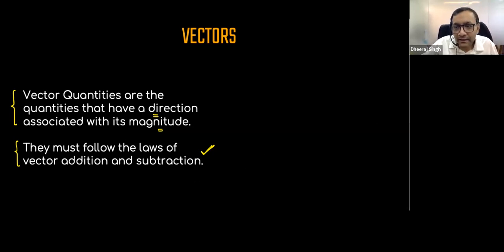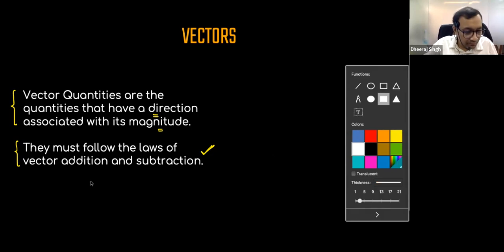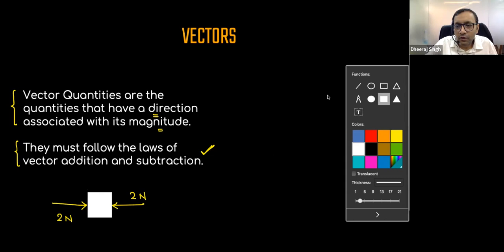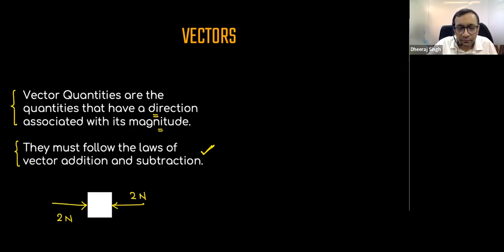I'll just give you a brief of it. For example, let's say you have this, a box. You apply 2 newton from this side and 2 newton from the opposite side. Total force is how much, everyone? What is the total force here? Zero. Why zero? Why not four? Because you are considering the direction also. Yes or no? All of us agree to that, right? Because we are considering the direction, that is why we are saying it is zero.